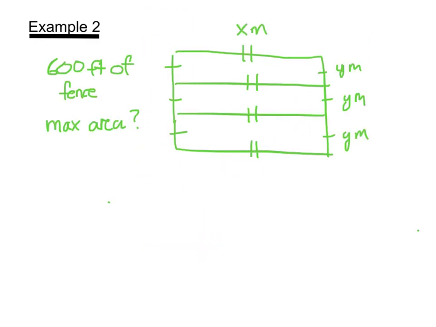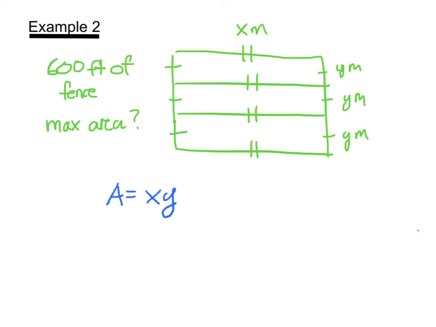Let's take another look at an example. Here we want to make 3 enclosures of identical area, and we have 600 feet of fence available. So the question is, what's the maximum area that I can enclose here and still get identical rectangular areas? Looking at the labeling here, one enclosure has a length of x and a width of y, so the area for each enclosure is simply x times y.